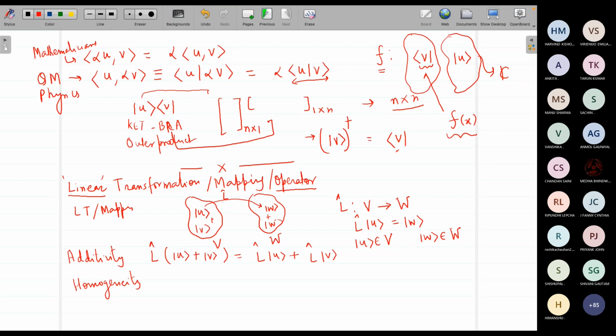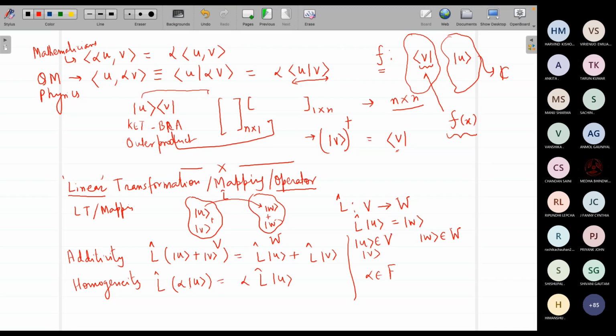So whether I apply my linear transformation first and then add, which is on the right hand side, or whether I add the vectors in the first space and then apply the linear transformation on that. So that is what additivity means, and the word homogeneity is basically where alpha belongs to a field. It can be real or complex. It's a number.